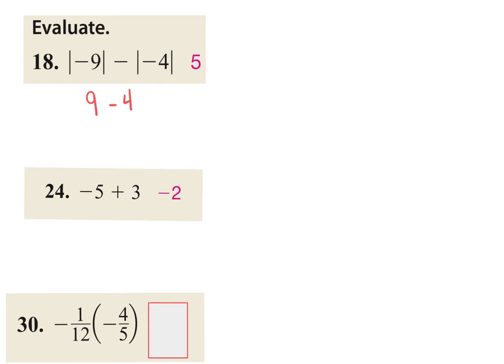But what I would do is I would first say, is my answer going to be positive or negative here? Positive. 2 negatives. Anytime you have an even number of negatives and you're multiplying or dividing, your answer is going to be positive, all right? So then I just have to worry about the numbers.